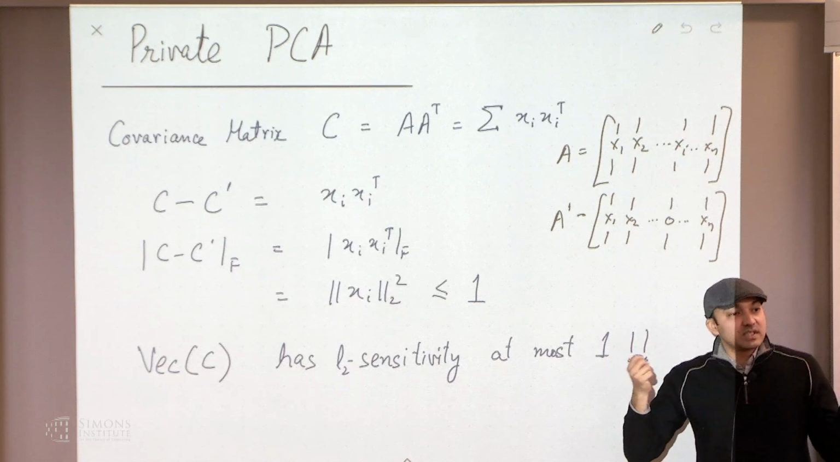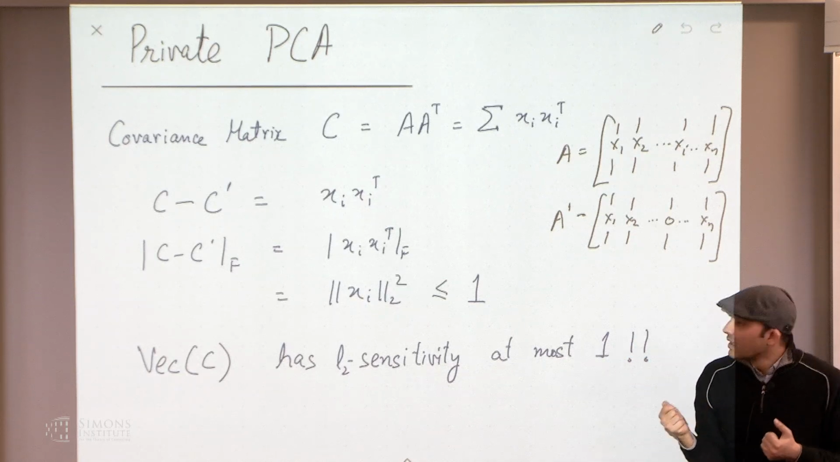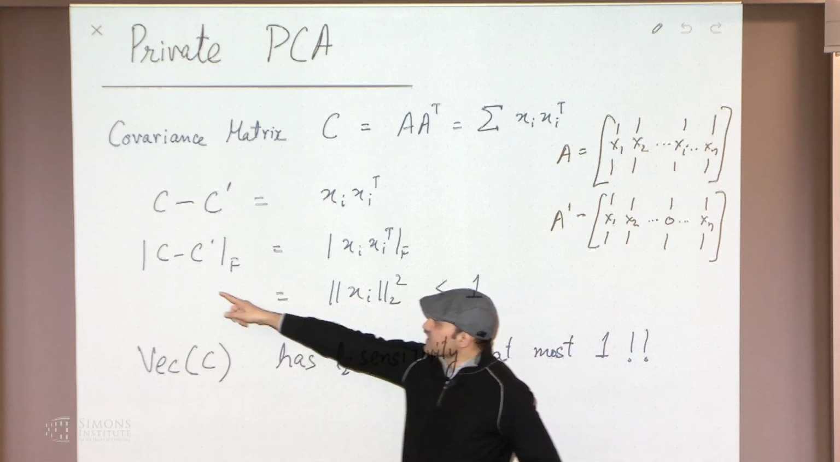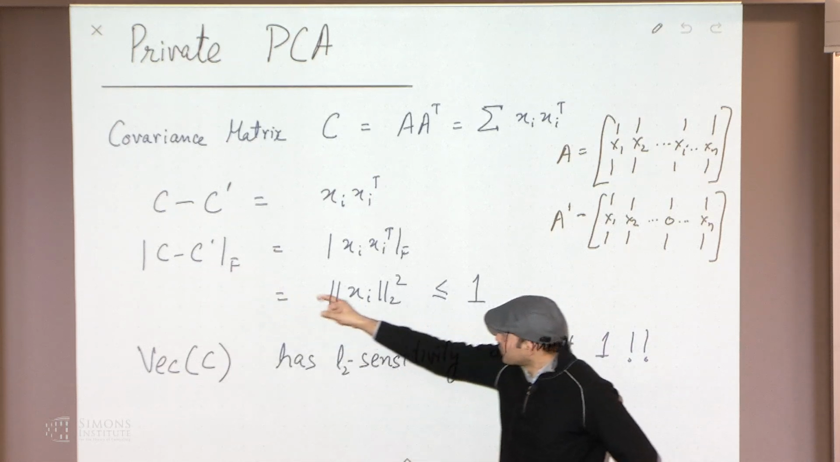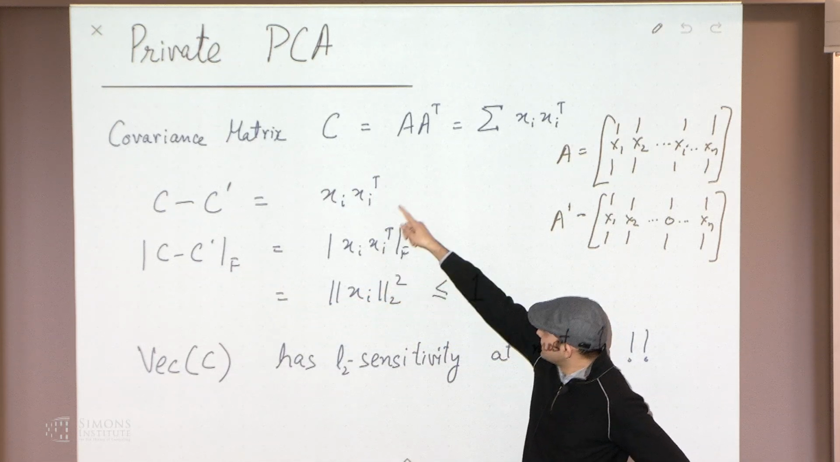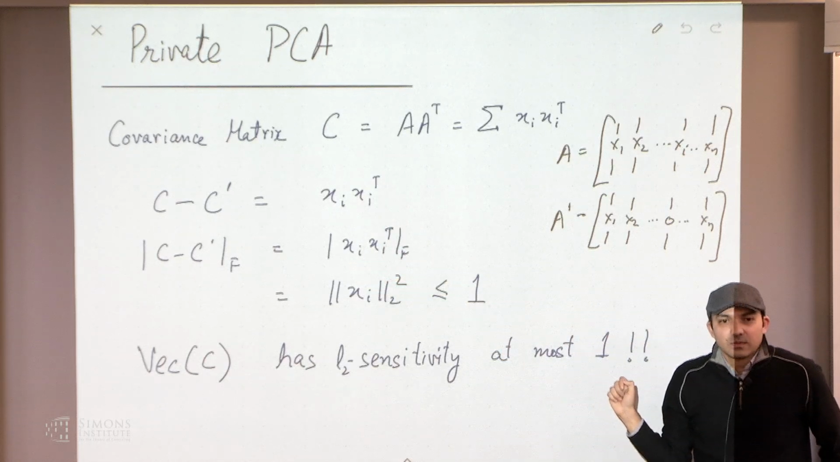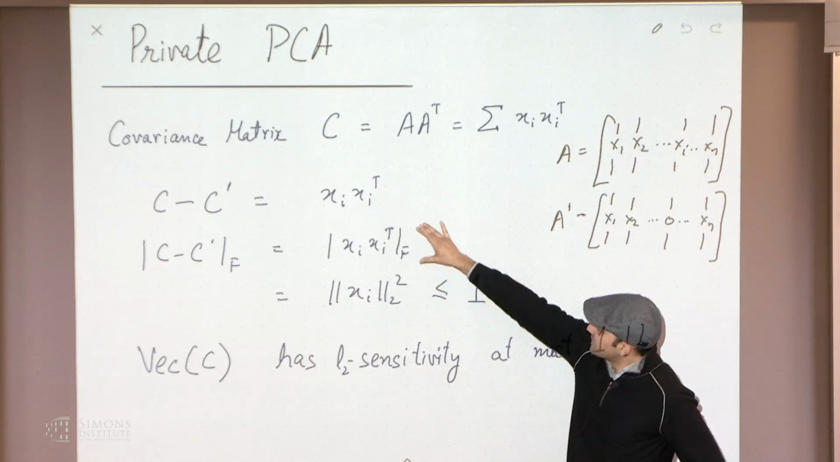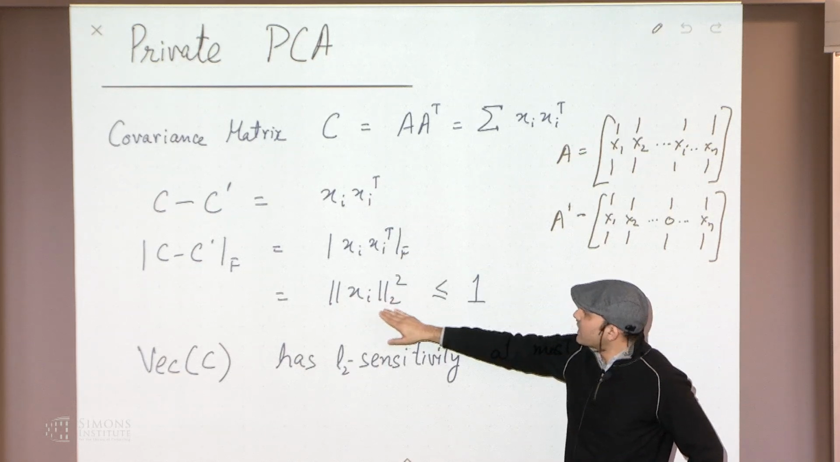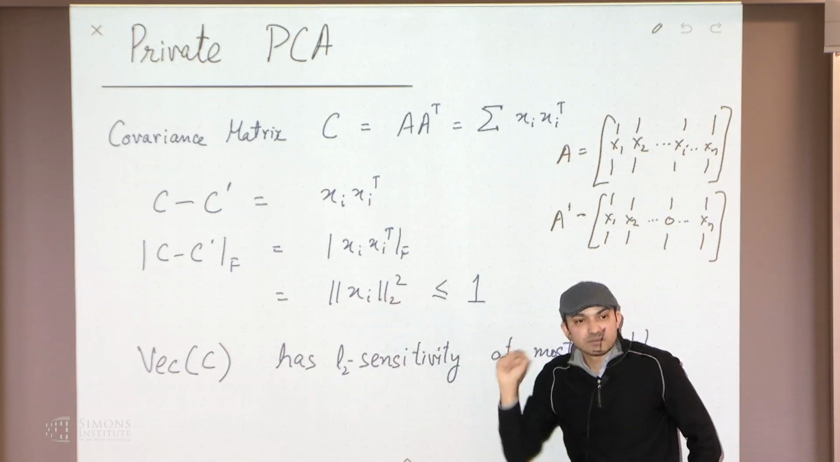So let me look at this matrix C minus C prime. This is my global sensitivity. The Frobenius norm of C minus C prime is just the Frobenius norm of xi xi transpose. And it's not hard to see that this Frobenius norm is just the square of the 2 norm of xi.